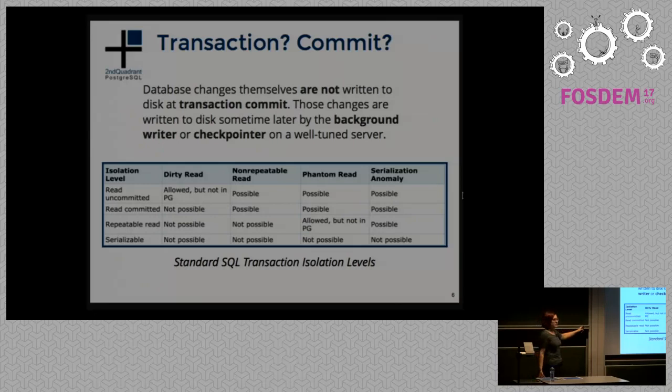There are four isolation levels, coming from the SQL standard. The important thing to know is that PostgreSQL doesn't support dirty reads. What is a dirty read? When I said that there are this begin and commit, and there are intermediate steps, in PostgreSQL the other concurrent transactions don't see these steps in between.